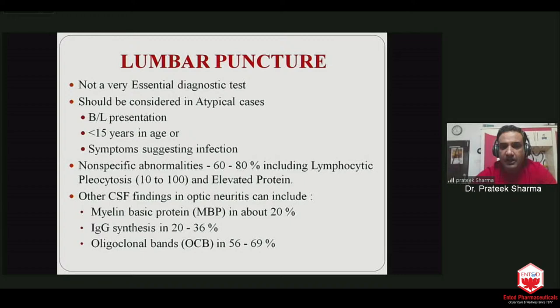An important thing which has now come into the picture is oligoclonal bands, which previously we did not give that much importance, but it came into the picture since the McDonald 2017 criteria, where importance is given to DIT, dissemination in time. If you have one first attack and a positive OCB, then we can make a diagnosis of multiple sclerosis. Myelin basic protein is also seen in 20% of cases, and IgG index in 20 to 35% of cases.